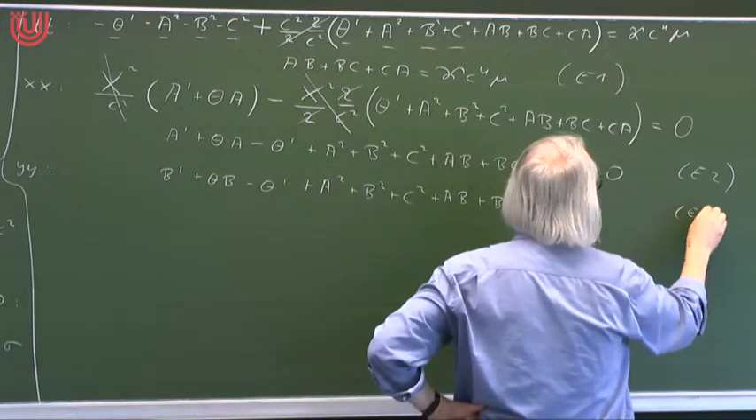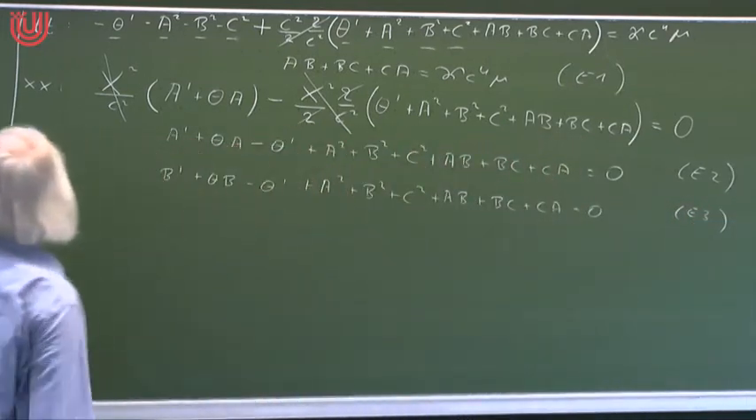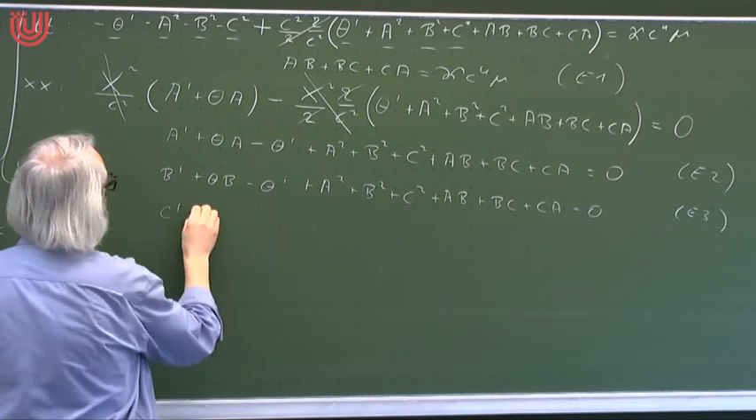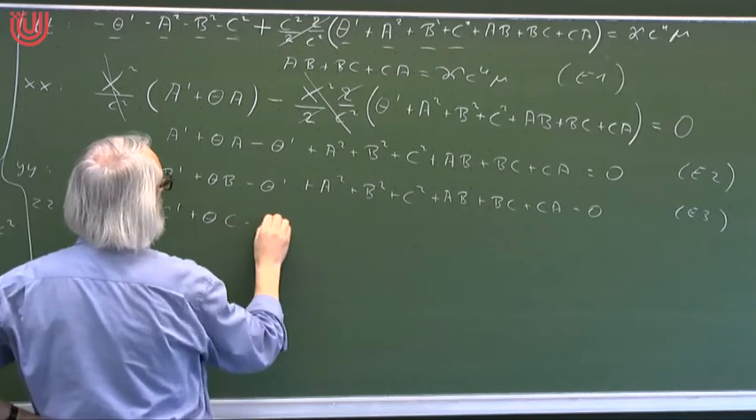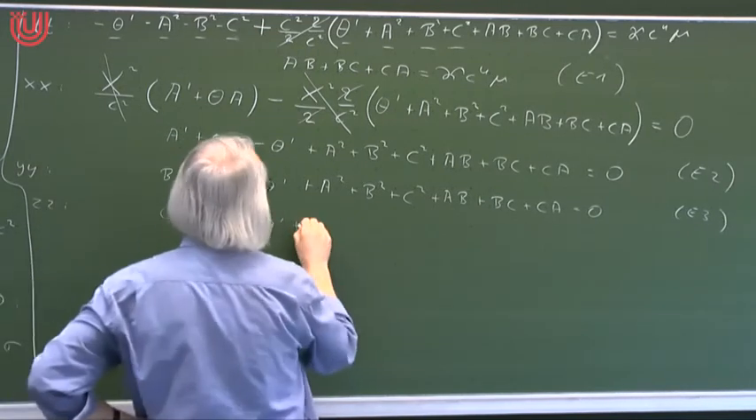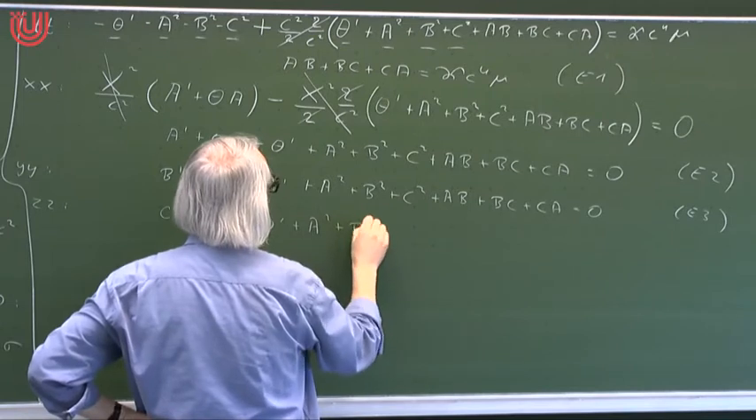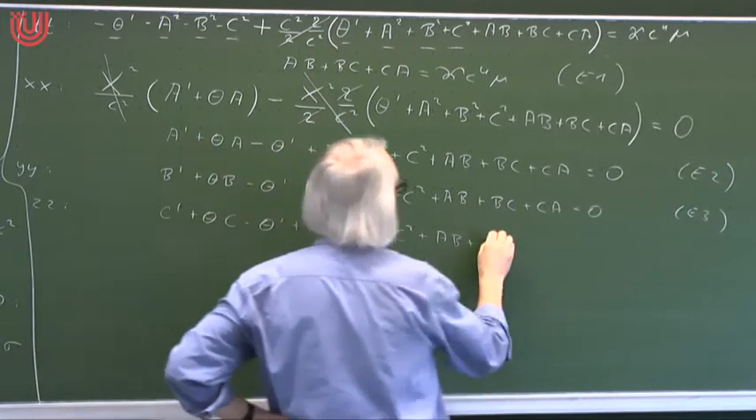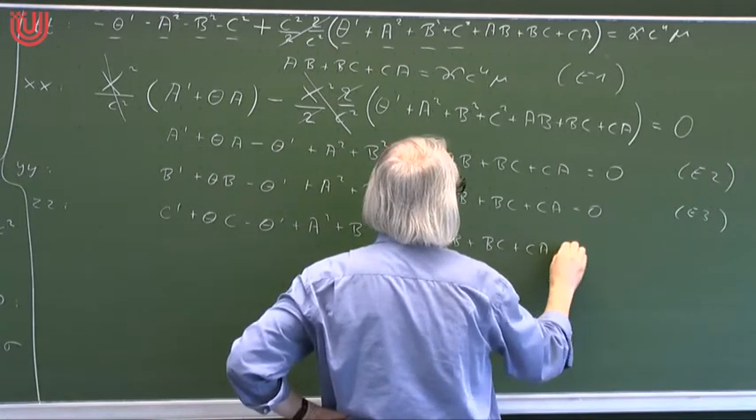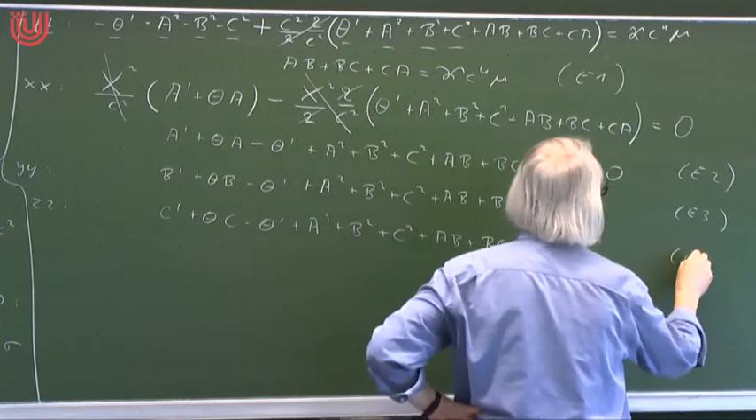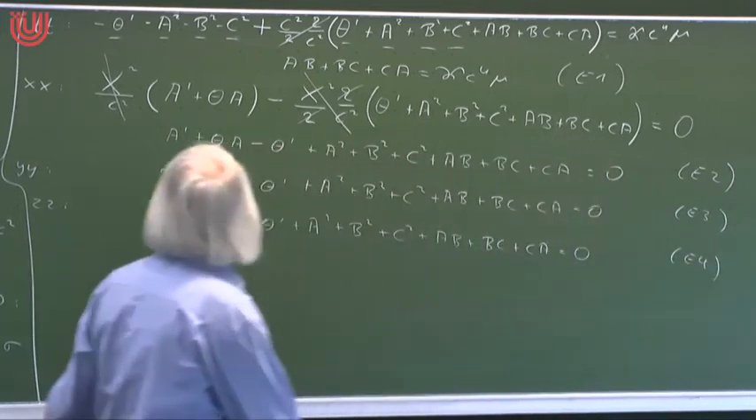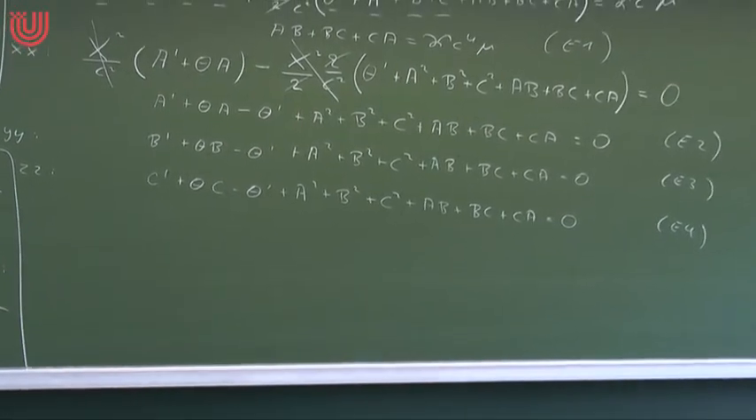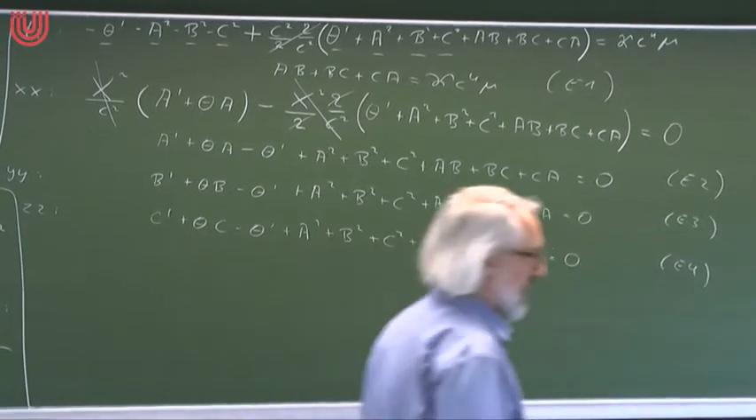So this is E3, and quite analogously for the ZZ component. So I have c prime plus theta c minus theta prime plus the rest, as in the other terms, plus bc plus ca is 0. That's E4. So these are the 4 components of the field equation, the 4 non-trivial ones. The other one gives 0 equals 0, which is not much information.